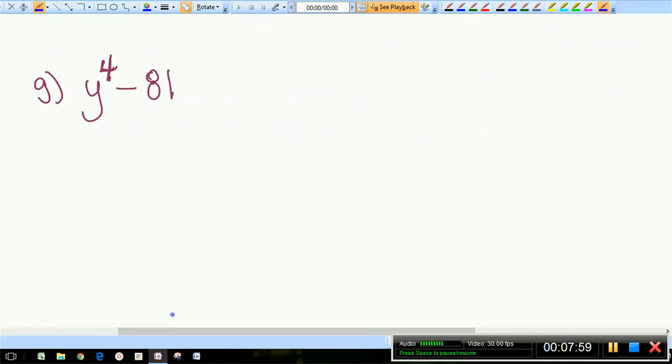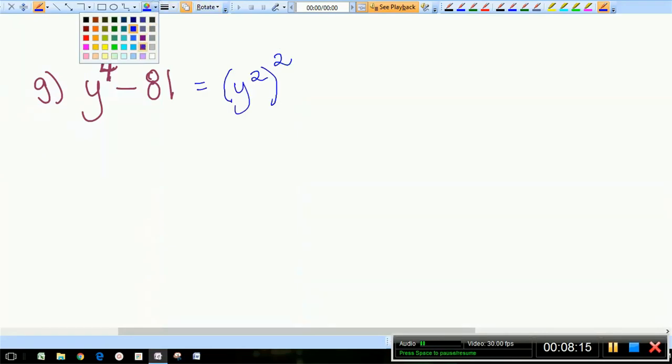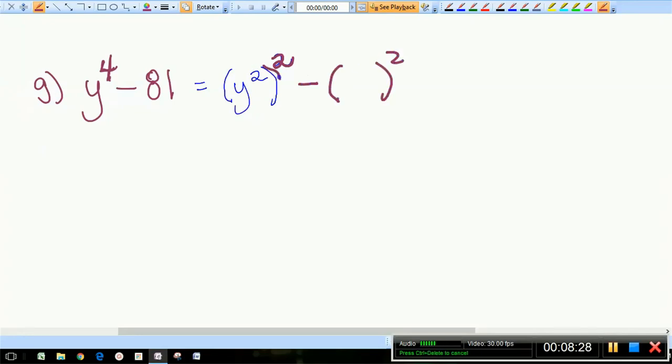So y to the fourth, we can write that as what? We can write it as y to some power squared, right? Well, y squared is being squared. Now this is part of that perfect square, the outside 2 right here, okay? So something is being squared, difference, and then of course, what is being squared? Let me make that whole pattern here. A perfect square. This will be 9 being squared is what, 81.